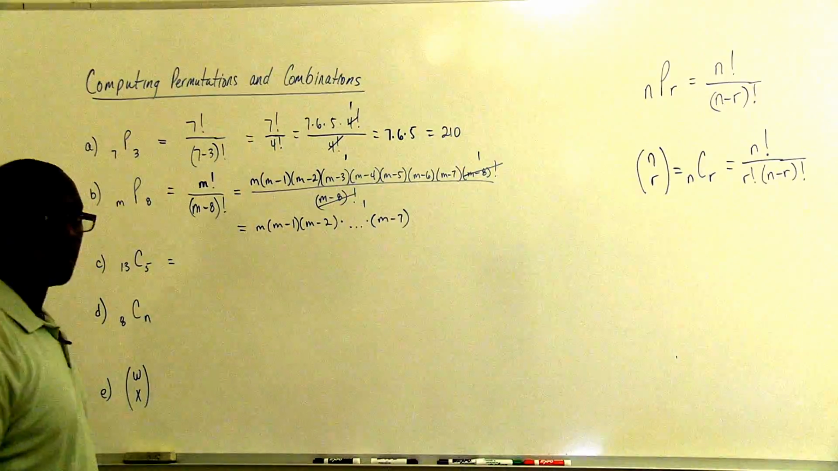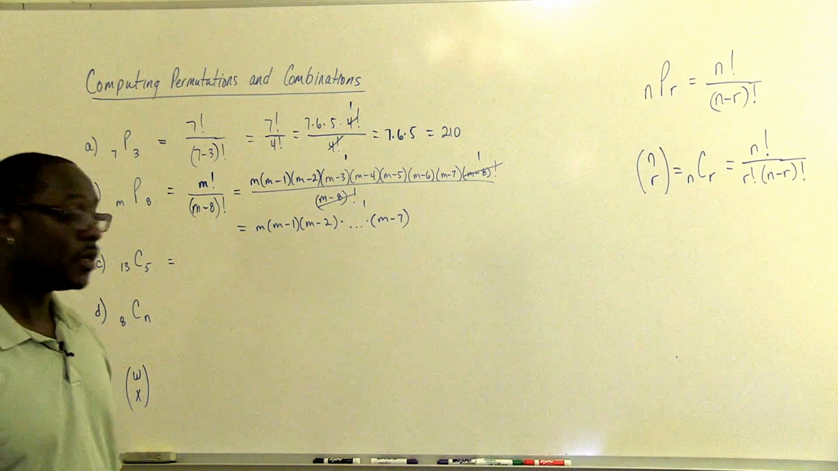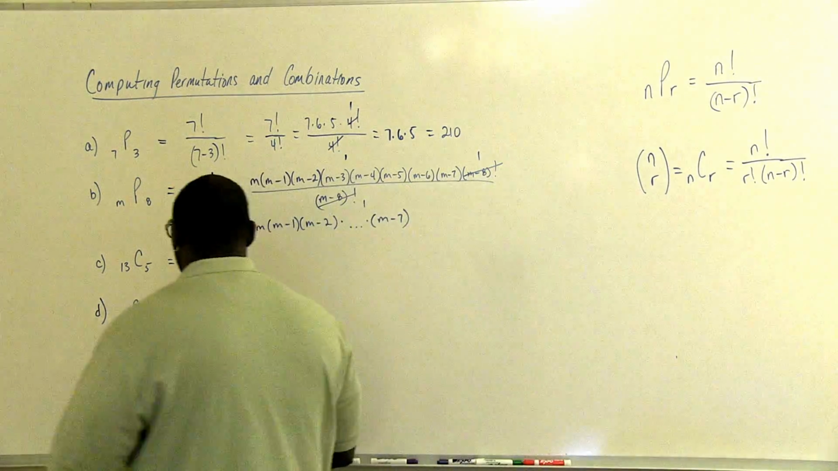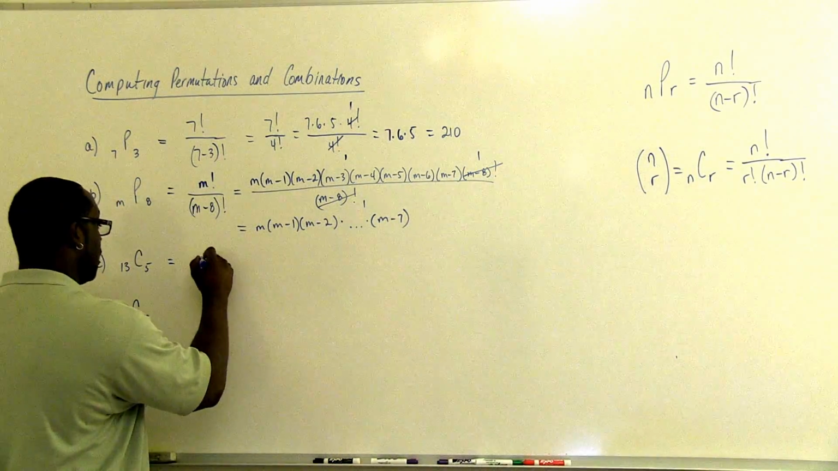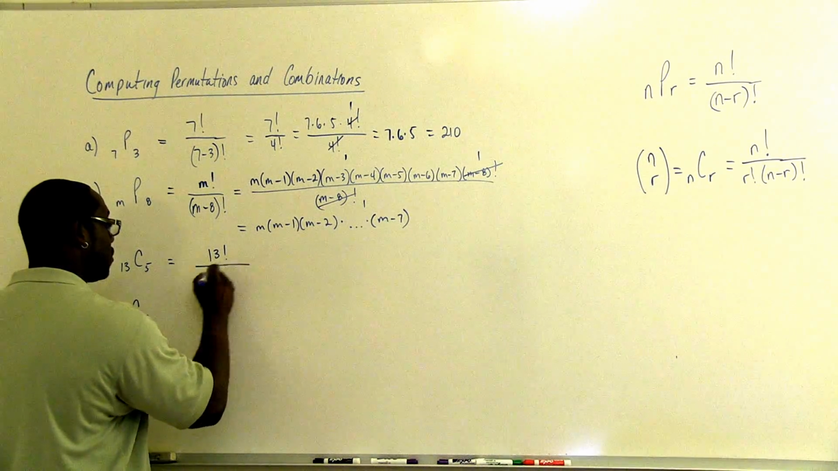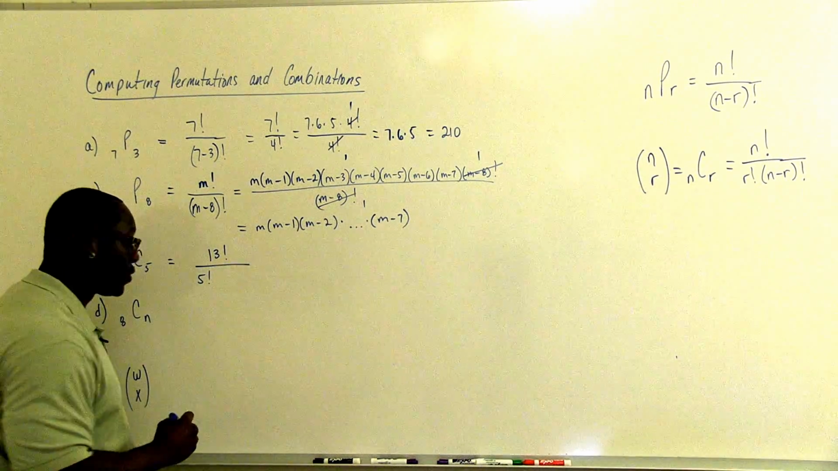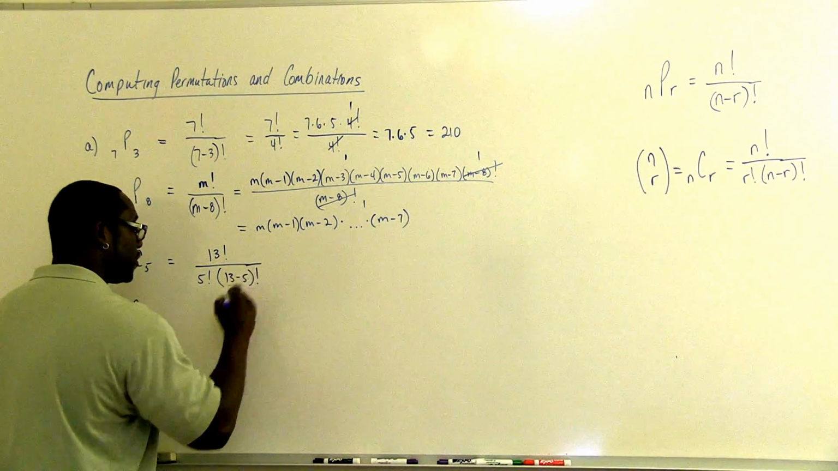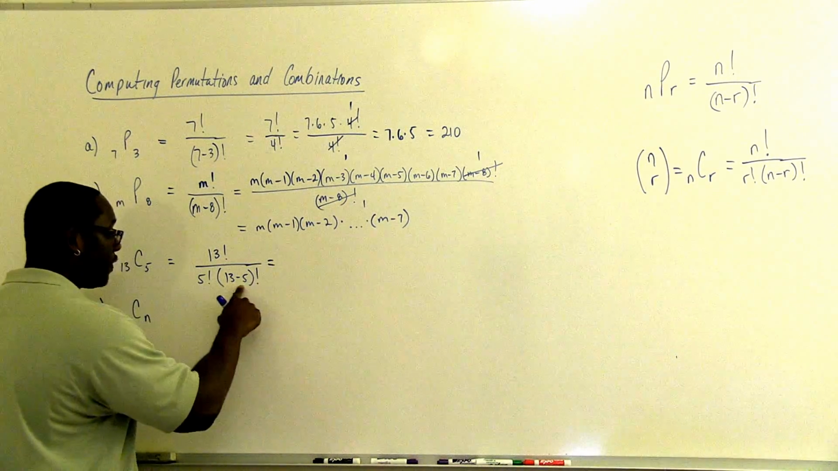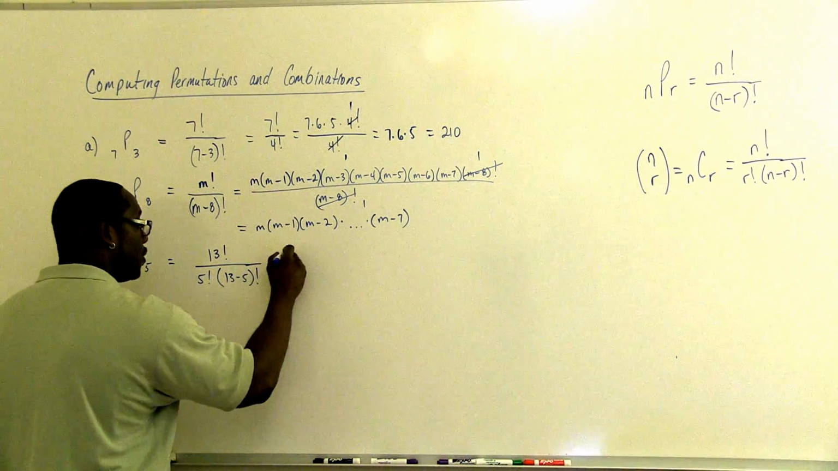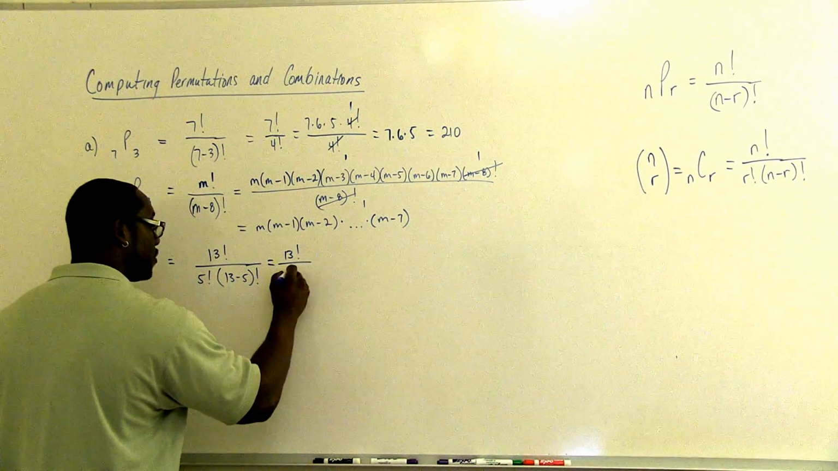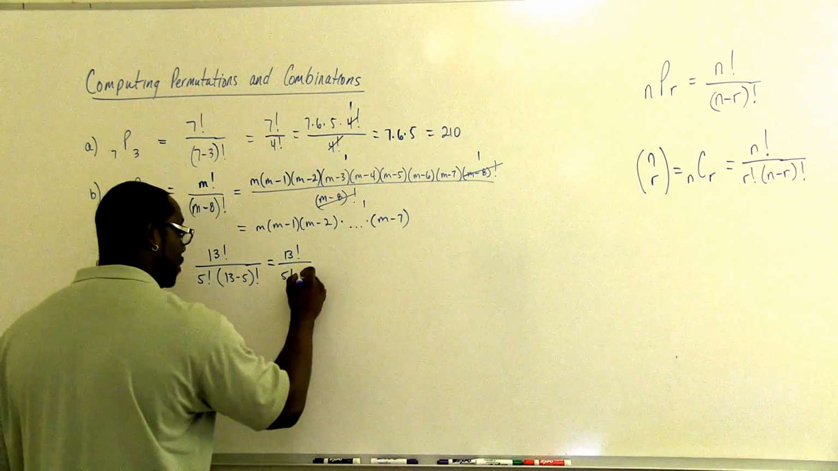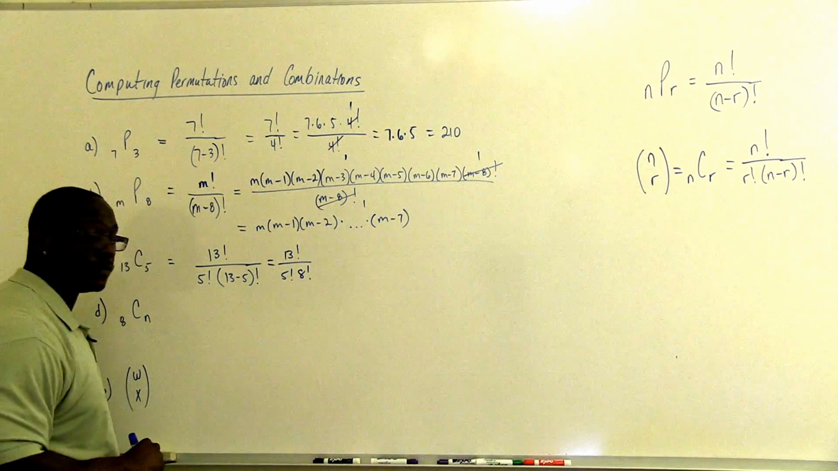We have the combination of 13 things grouped 5 at a time. So now we're using this particular formula. We say this is going to be 13 factorial divided by 5 factorial, and then we have 13 minus 5 factorial. Following order of operations, we do what's in the parentheses next. So we have 13 factorial divided by 5 factorial times 13 minus 5, which is 8 factorial.